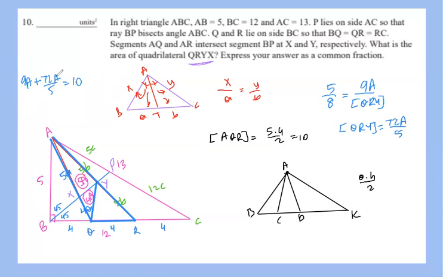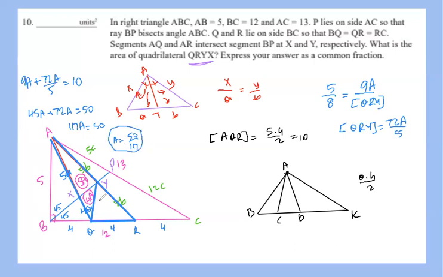So from here, if you want to find A, which is not going to be too bad, multiply by 5, so that's 45A plus 72A is going to be 50, right? And then 117A is 50. So A has to be 50 over 117.